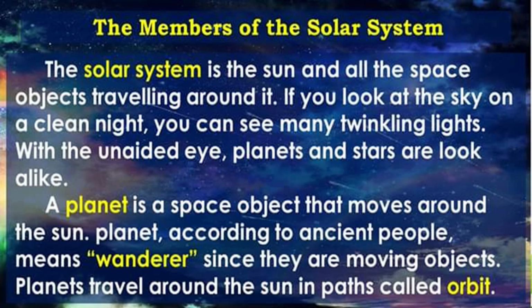The members of the solar system. The solar system is the Sun and all the space objects traveling around it. If you look at the sky on a clear night, you can see many twinkling lights. With the unaided eye, planets and stars look alike. A planet is a space object that moves around the Sun. Planet, according to ancient people, means wanderer, since they are moving objects. Planets travel around the Sun in paths called orbits.